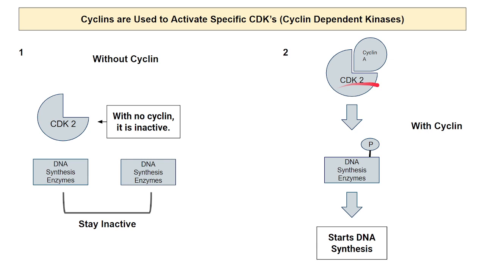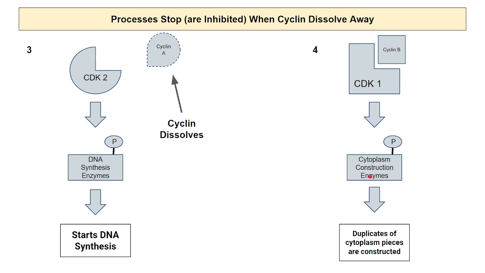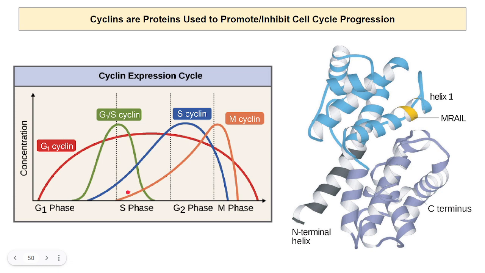Now, the processes stop or are inhibited when the cyclin eventually dissolves away. So as you can see, we always have a phase in which the cyclins disappear. That's because we no longer want that process to occur, right? The S cyclin is going to help DNA replication to occur, but we don't always want DNA replication occurring. We want it to happen, and then we want it to stop.